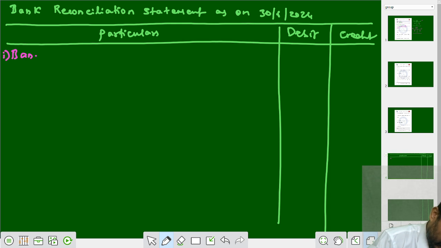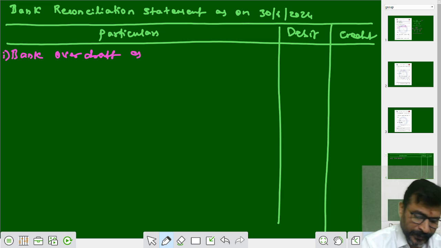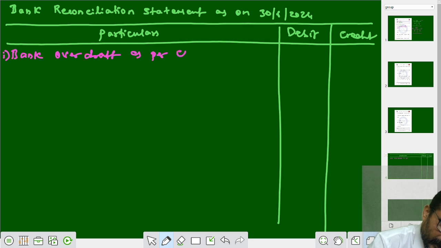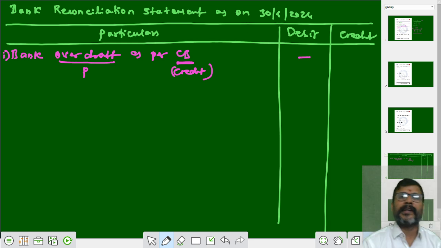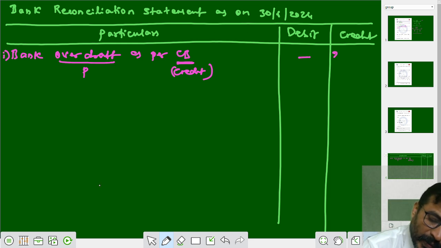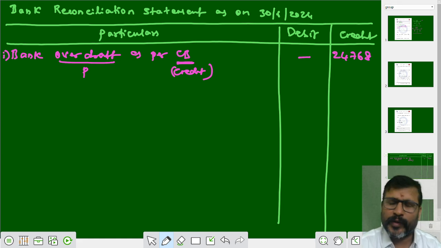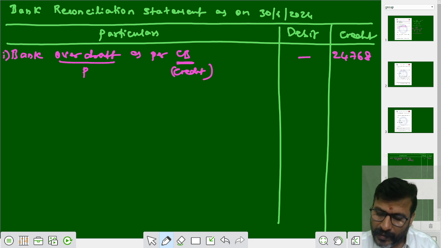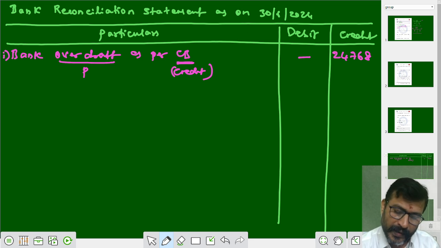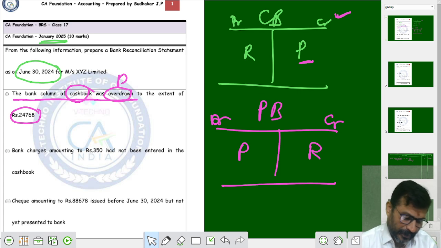So let us write the first point: bank overdraft as per which book? Cash book. Overdraft means payment, cash book means it is on the credit side. We have to take it on the credit side only, 24,768. I hope you understood, right? Now let me move on to the next transaction of the problem.